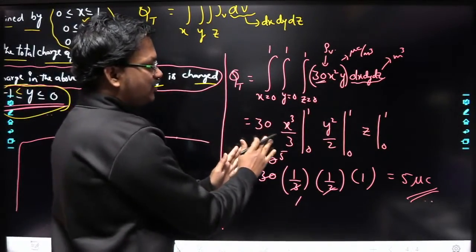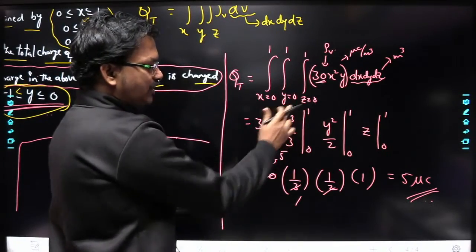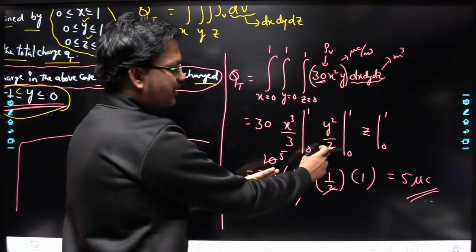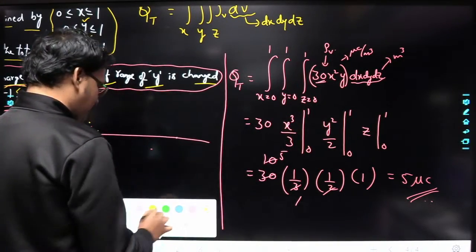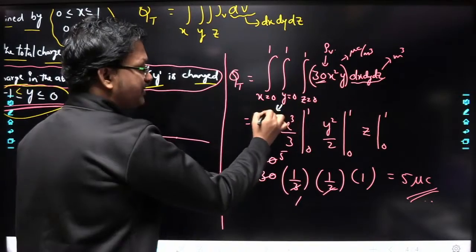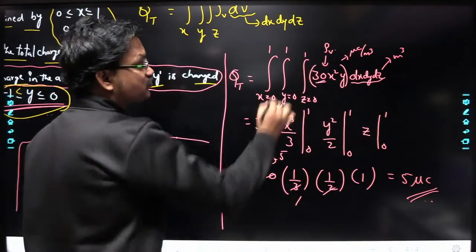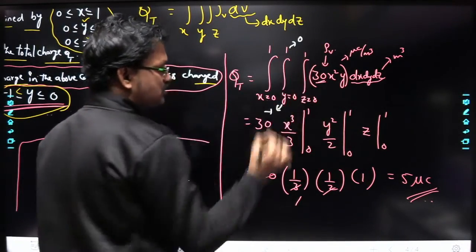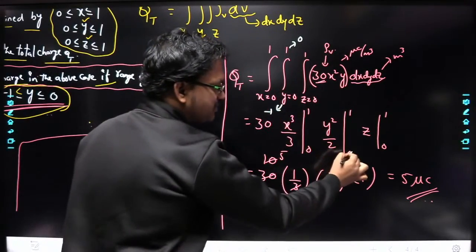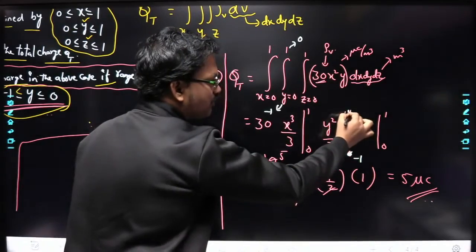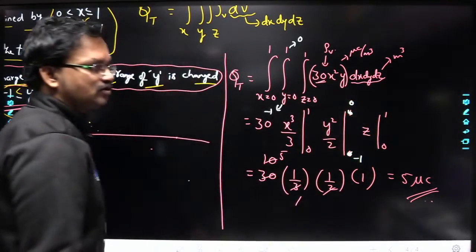So here 30 into x cube by 3, 0 to 1. Understood? Here y square by 2. Now y is varying from where to where? Y is varying from -1 to 0. Now just change the limits of y here. It is varying from -1 to 0.